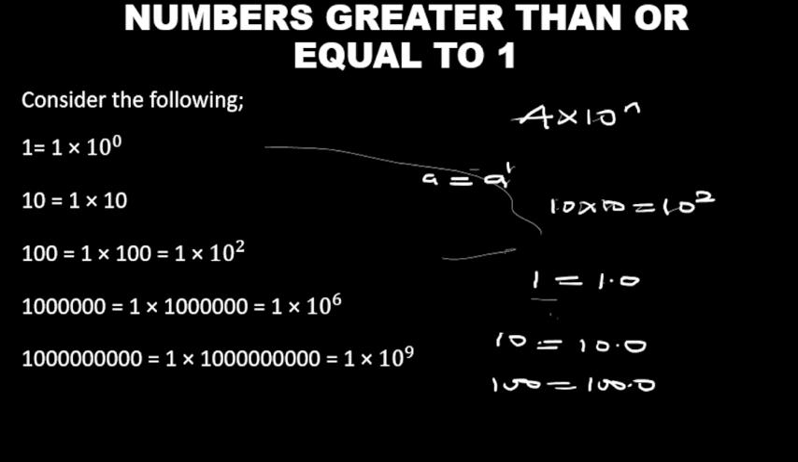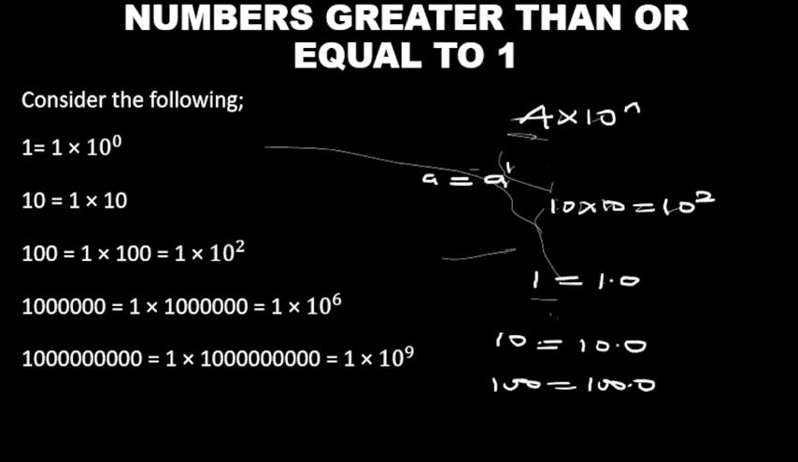Now, if you want to express 10 in standard form, remember the value of A must be a number between 1 and 10. All you need to do is change the position of the decimal point to a point where you are going to have a value between 1 and 10. That is, that value must be less than 10. It cannot be up to 10. It can take values between 1 and 9, but must be less than 10.